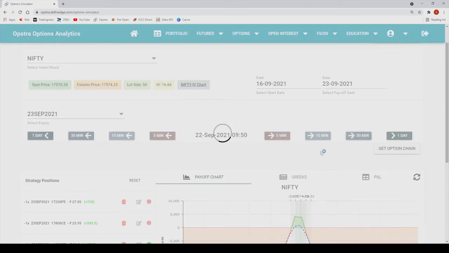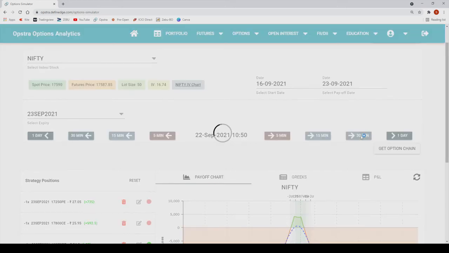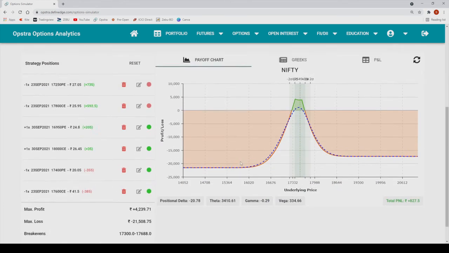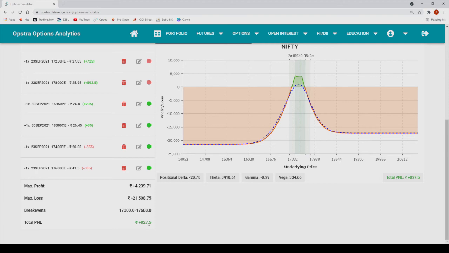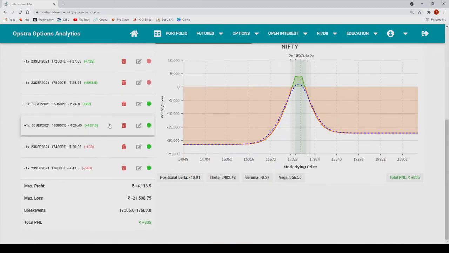570, 581, 590, 590. So we are on 22nd September. Okay, so 827 profit. So 560, so 835. So almost we reached 2%. If we had not closed earlier, we can close now. Okay, in all calendar spreads we cannot expect more profit.